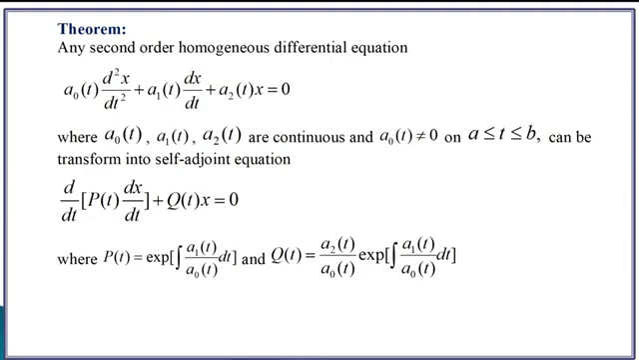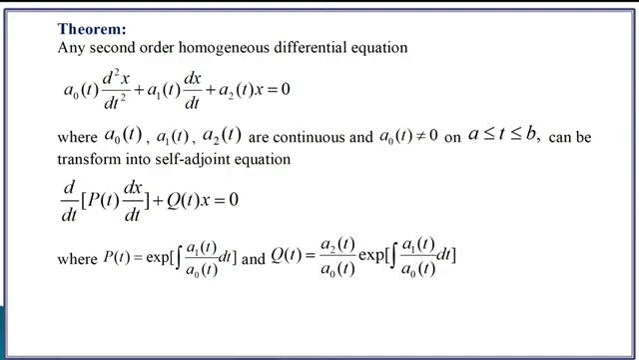Now let's see a theorem related to this. For any second order homogeneous differential equation where the coefficients satisfy these conditions, we can write the given equation in the form of its self-adjoint equation. Basically this theorem states that any given second order linear homogeneous differential equation can be transformed into a self-adjoint equation if we apply proper transformations.